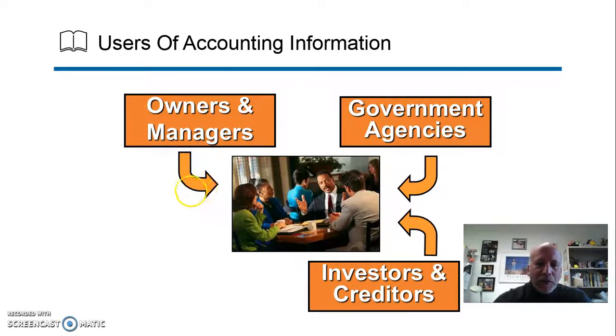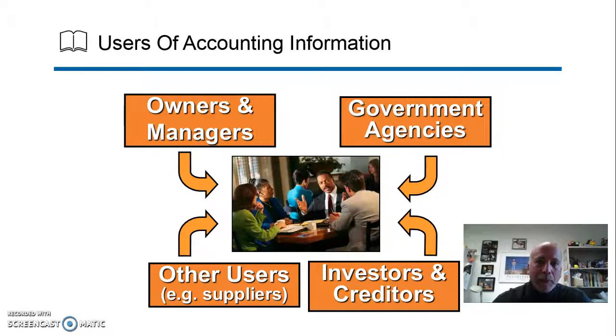Third, investors or creditors. If you were to go to a bank looking to borrow money or to some other type of financing institution, they would take your accounting statements and look at them, analyze them, and determine if it makes sense and is a good risk to provide a loan to you. So investors and creditors look at these financial statements.